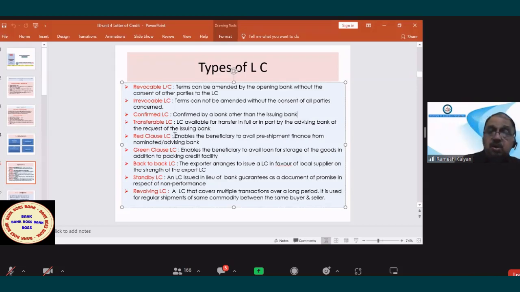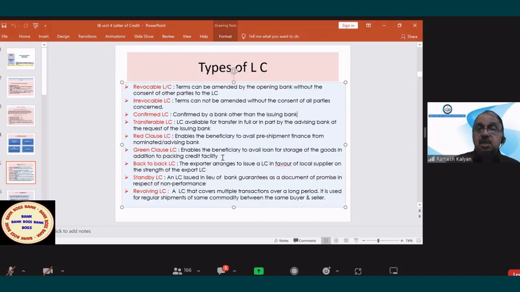Red clause letter of credit, often in the examination they ask. It is based on the request of the LC opening bank. The LC advising bank will give some money by way of pre-shipment finance to the exporter. In case the exporter does not make the payment, the LC opening bank should compensate the advising bank. Because in credit and all, we are only bothered: I will make the payment, but who will pay in case he doesn't make the payment? That's a clause. So here the opening bank will make the payment.